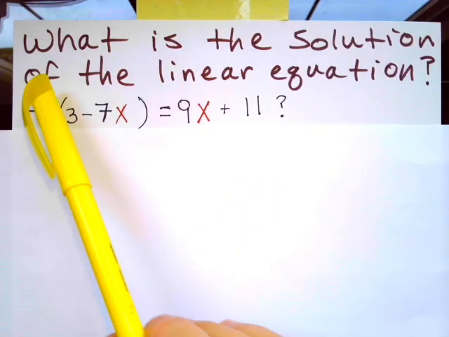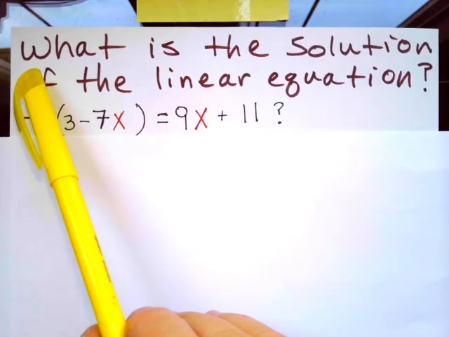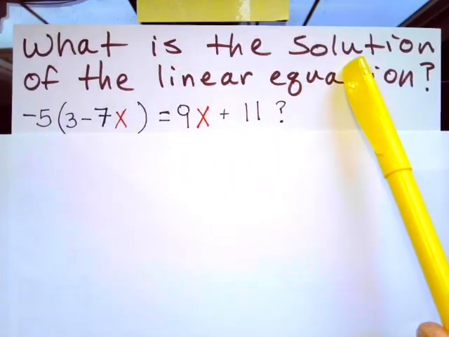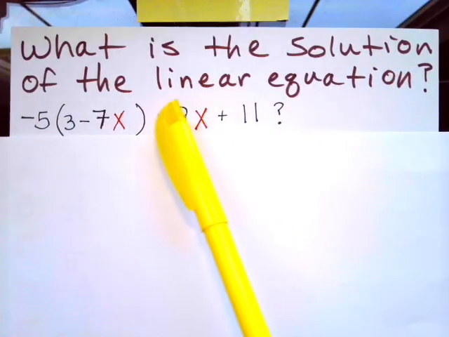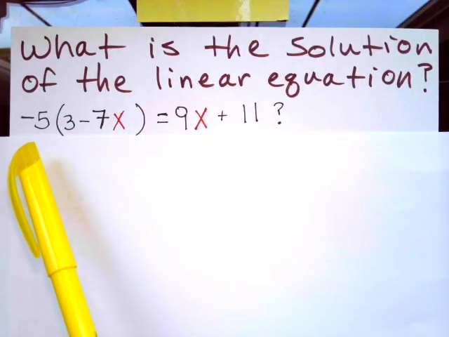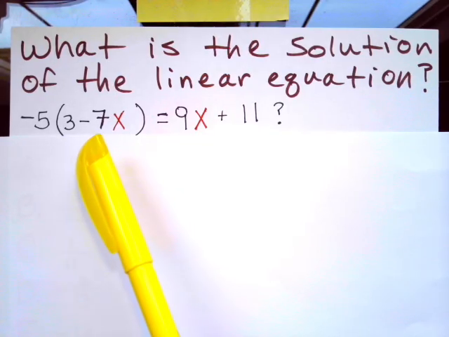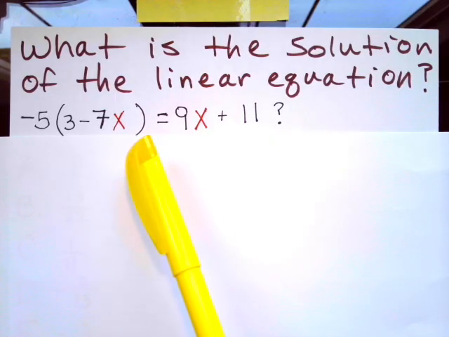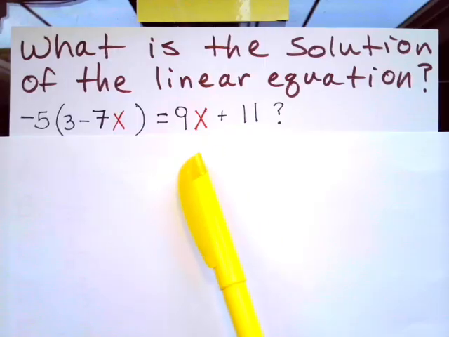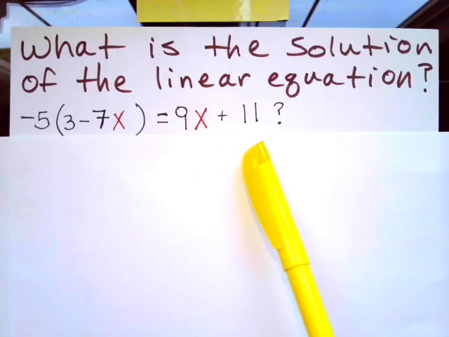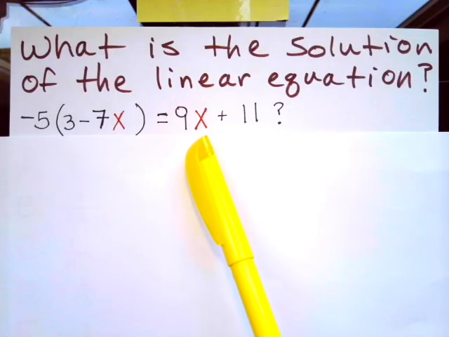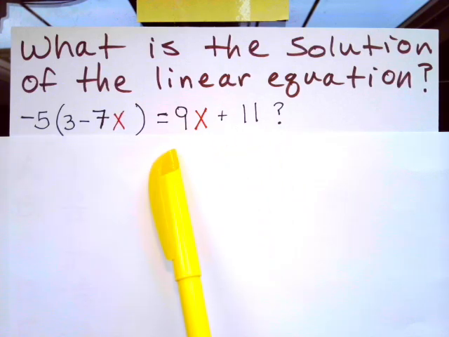All right, so in this particular problem, we're going to take a look at it here. What is the solution of the linear equation we have here? Negative 5 times a quantity of 3 plus a negative 7x, or 3 minus 7x, as some people may see it, equals 9x plus 11. So this is what's considered a multiple step equation, right? And we're going to want to get x all by itself, which means there's a few things we need to do first, okay? And so we're going to work on this problem step by step.